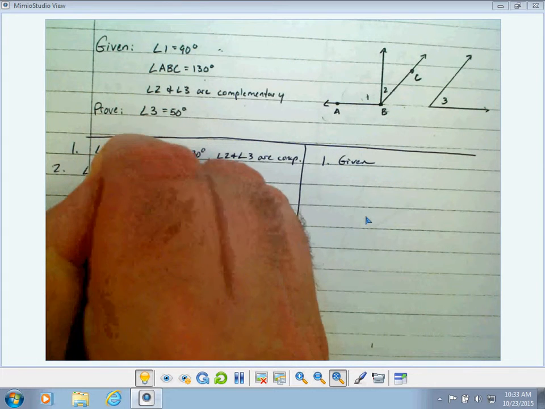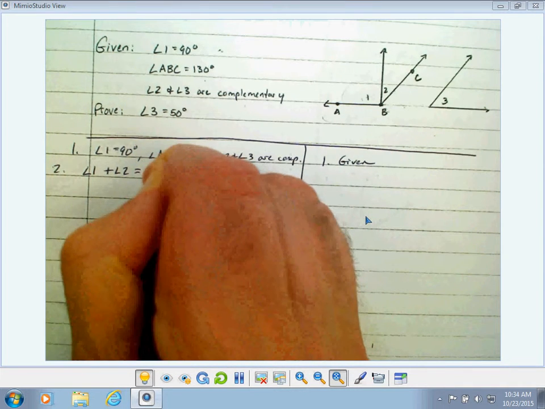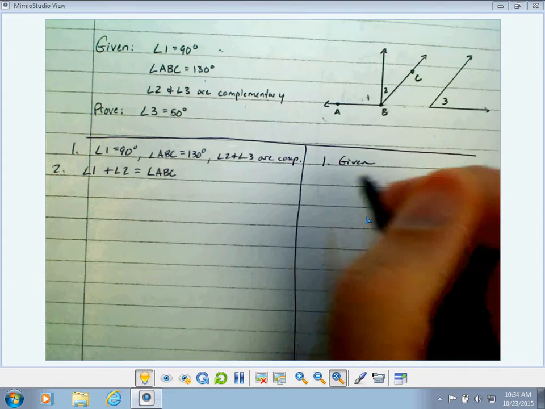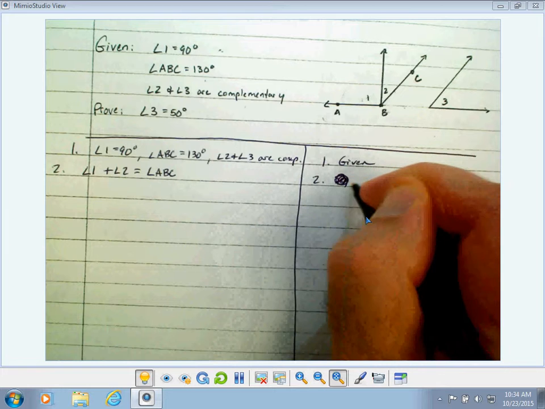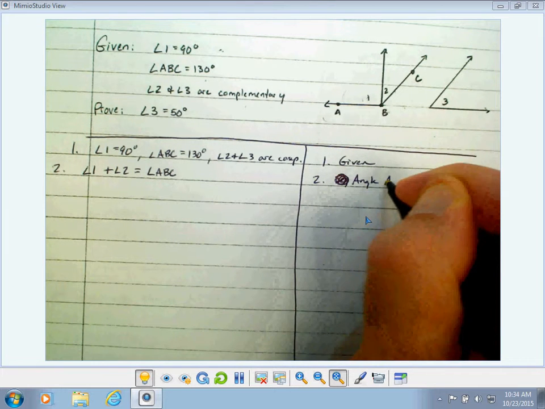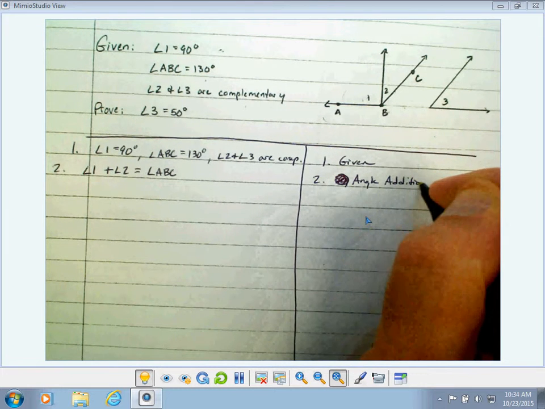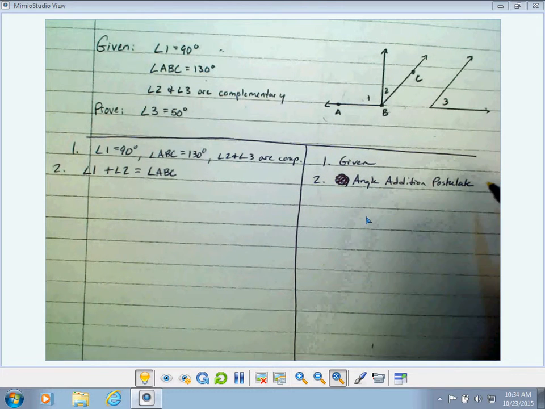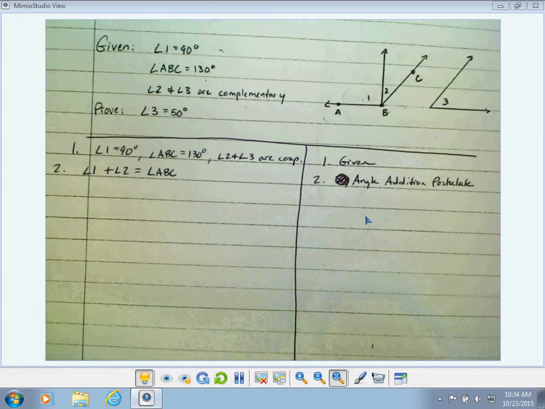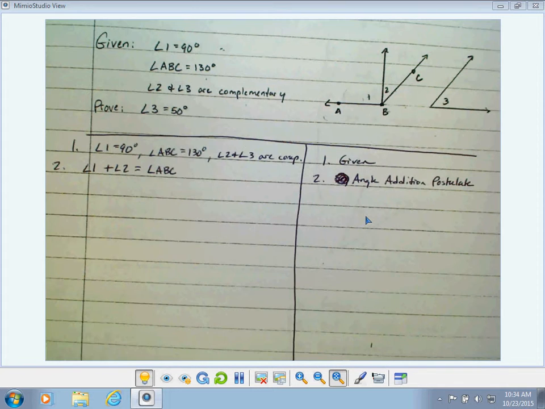Angle 1 plus angle 2 equals angle ABC. And that one is angle addition postulate. So that's one of those, when in doubt, if there's nothing else you can do, start with that. But that did get us angle 1 and angle ABC, things that we're going to be needing to substitute. We have them in the proof now, which is good news.